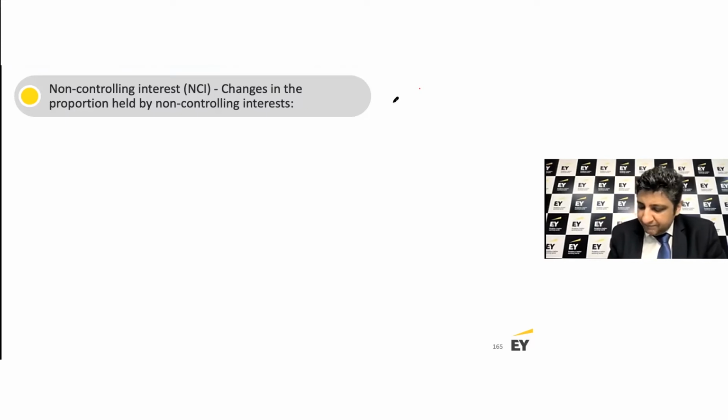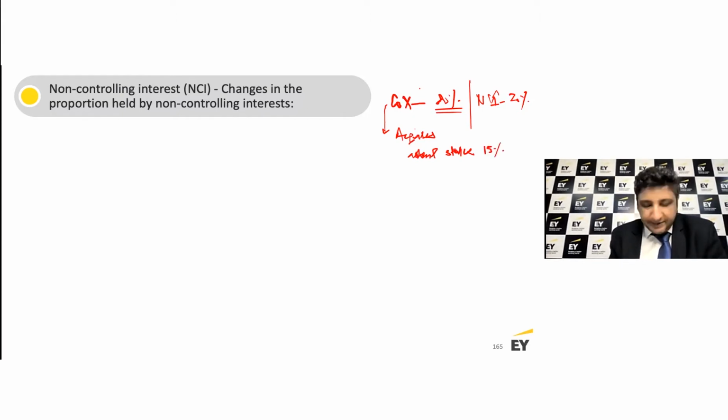Put simply, say there is a company X which has an 80% stake, let's assume that it is a controlling stake, which simply means that the NCI is 20%. Now, company X acquires an additional stake of, let's say, 15%. Which means that the overall holding of the parent company, the acquirer, becomes 95%, and the NCI reduces from 20% to 5%.